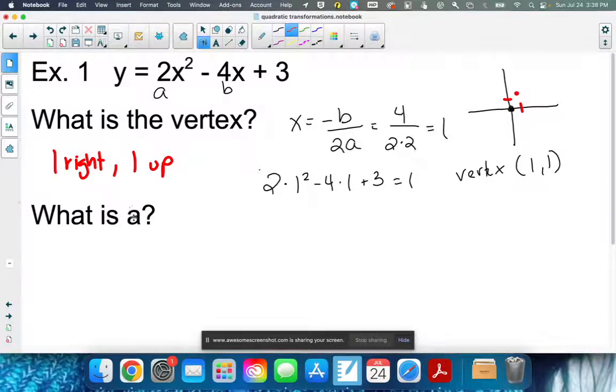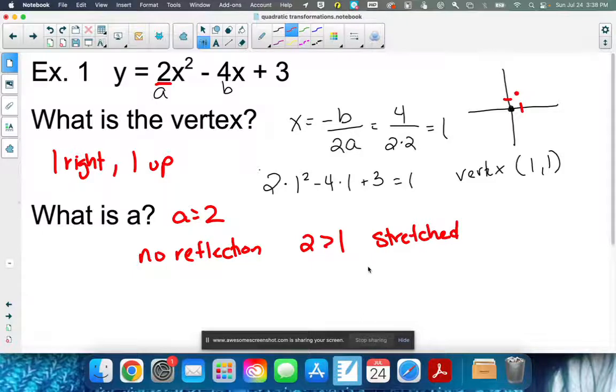Okay, so now we're going to take a look at A, just the A coefficient. Well, the A is 2. That's a positive number, so no reflection. And 2 is greater than 1, which means the graph has been stretched. Okay, so the parent function has been moved 1 to the right, 1 up, and stretched, or basically made taller and narrower.